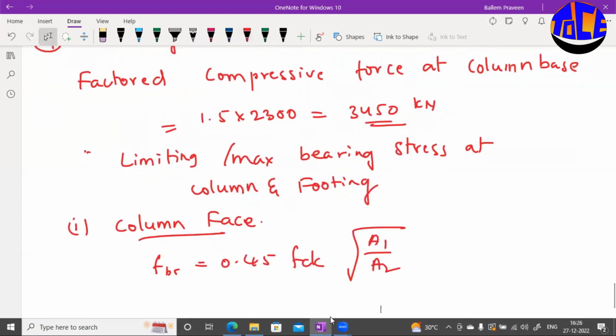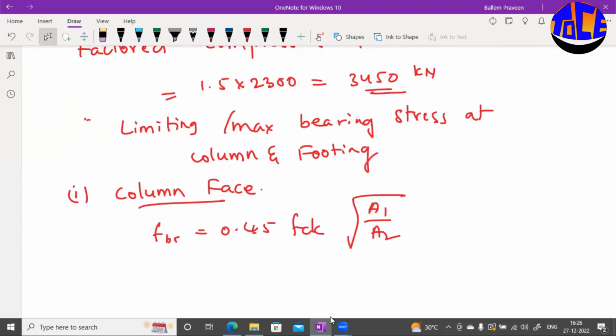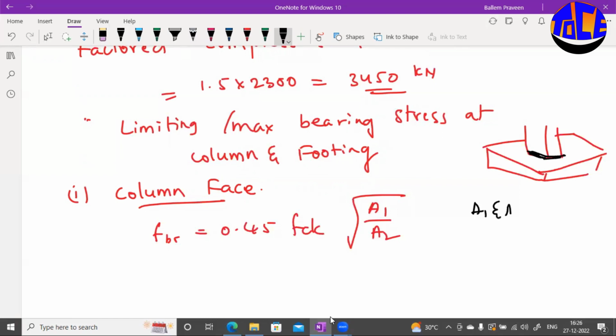Okay, so here A1 by A2, since it is a column face, so this is your column. Let us assume this is a column, and here this is your footing. Okay, so in column face, your A1 will be just below the column, and your A2 will be just above your footing. So that means your A1 and A2 both will be the same, that is 450 into 450.